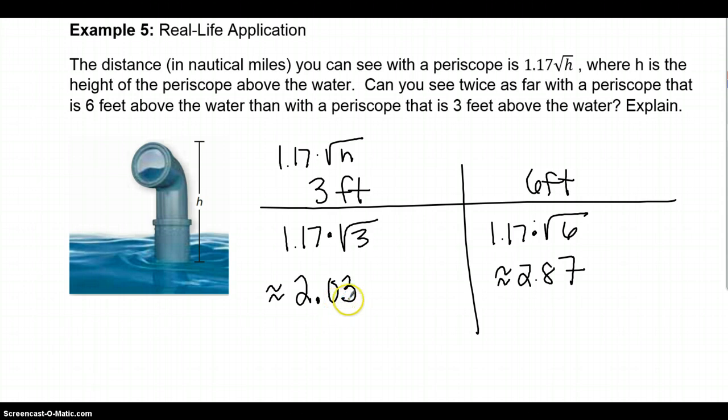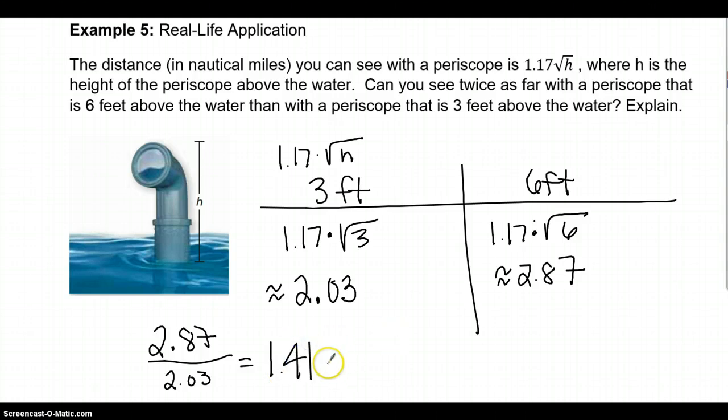So to find out exactly how many more times farther we can see, I'm going to take 2.87 and divide it by 2.03. Okay, and when you do that, sorry, I'm doing it on my calculator with you, you get 1.41 approximately. So that means you can approximately see 1.41 times farther with a 6 foot than a 3 foot.